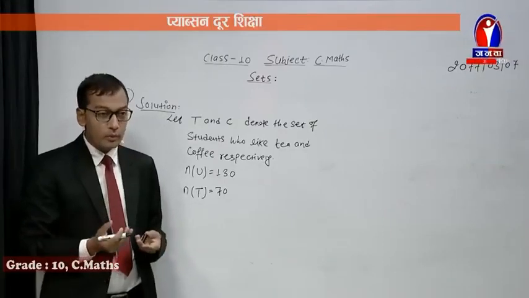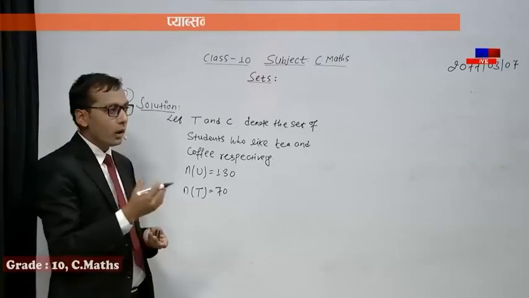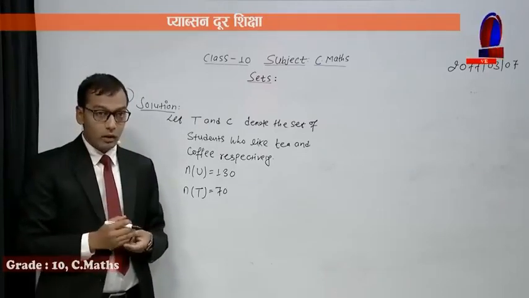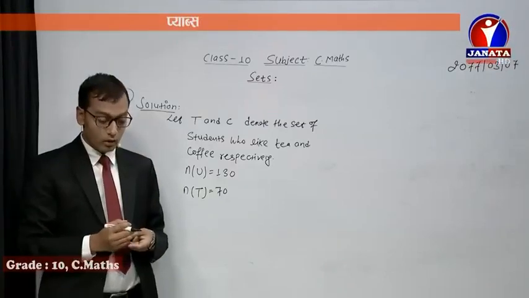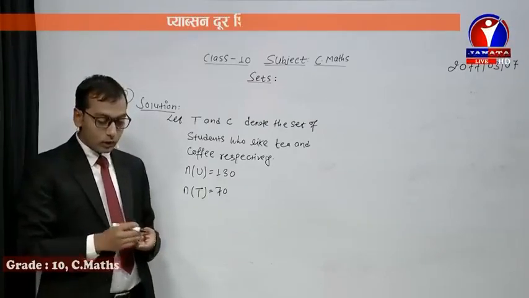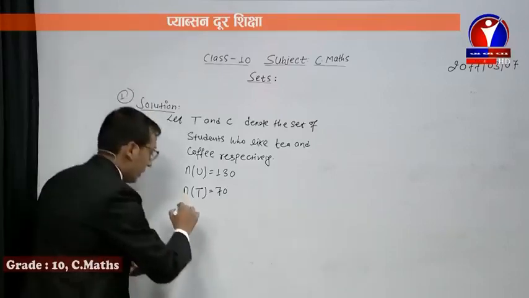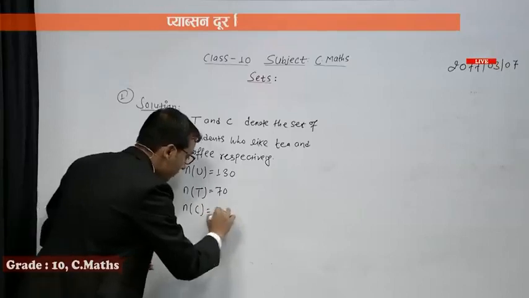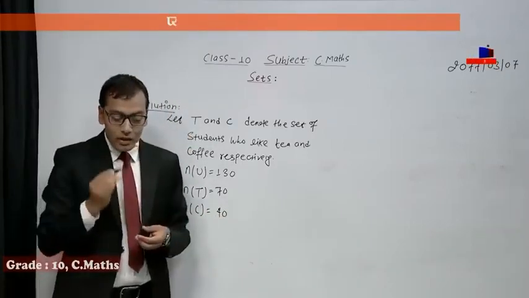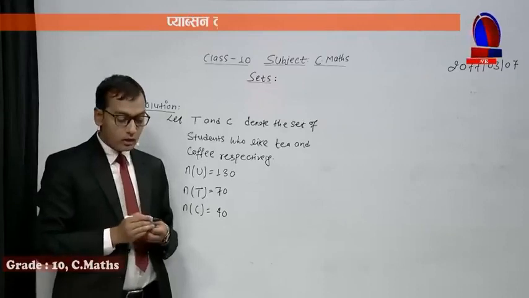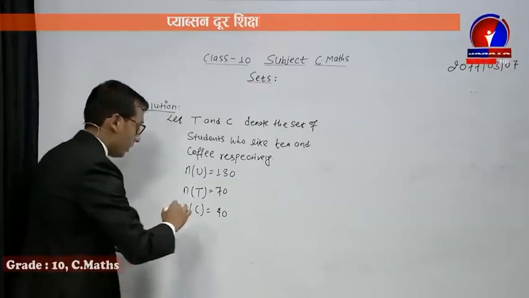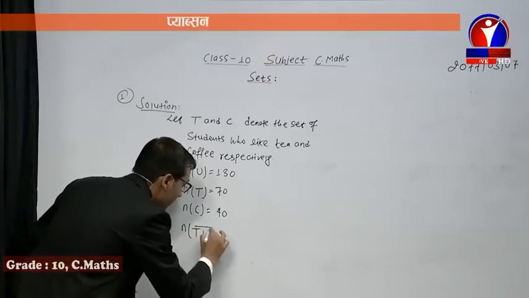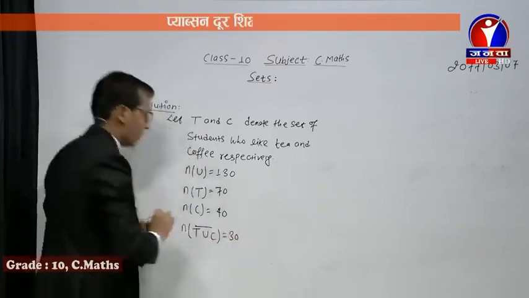Let's write the information given in the question. First of all, in word problems based on 2 or 3 subsets, we write the information given. So N of C, the students who like coffee, is 40. And the question says 30 students don't like both items. So N of (T union C) complement is 30.